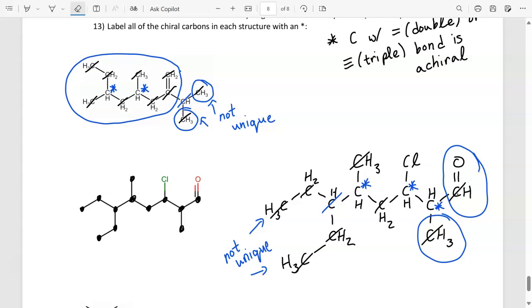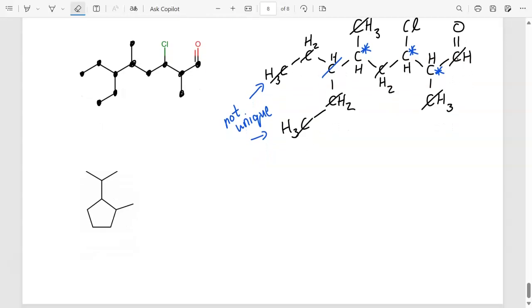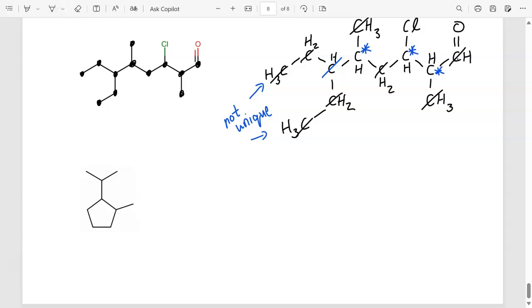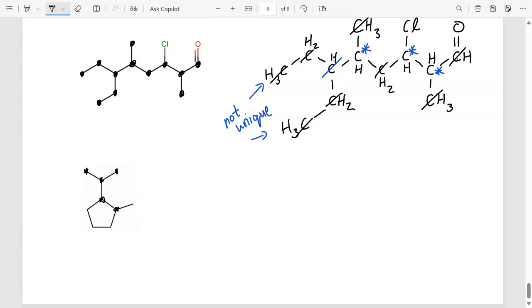Okay, and so if I erase all of the circles, I'm down to 3 chiral carbons. Okay, but it does make it so much easier if we first remove all the possibilities with the multiple hydrogens and with the double bonds. Okay, so last example. Again, easier if I go through and mark all the carbons. And then if I turn it into a condensed structure.